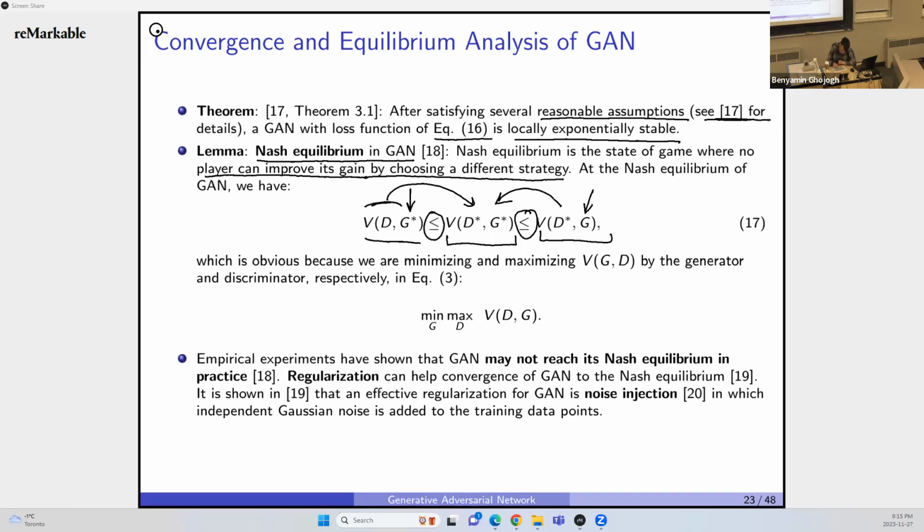Empirical experiments have shown that GAN may not reach its Nash equilibrium in practice. So they use regularization techniques that we talked about. Many regularization techniques that we have, such as noise injection, weight decay, ReLU, dropout, etc. Batch normalization.